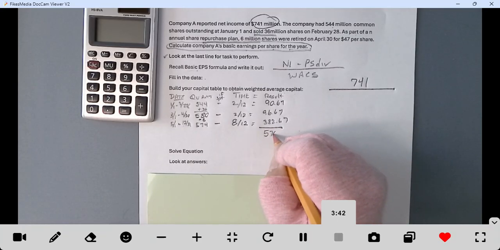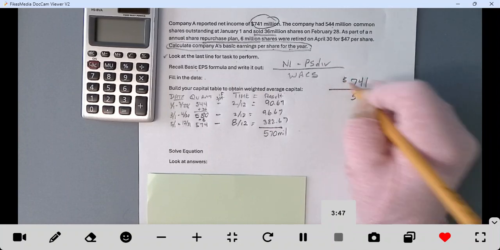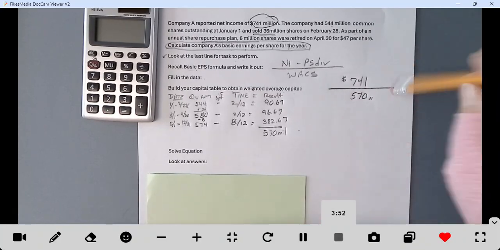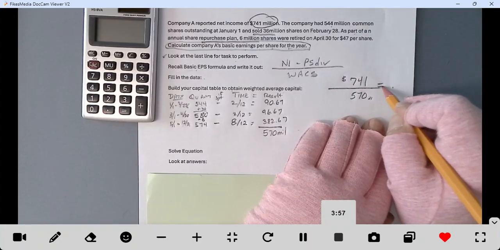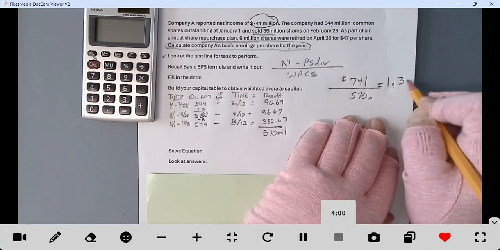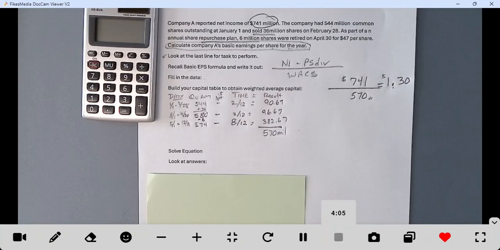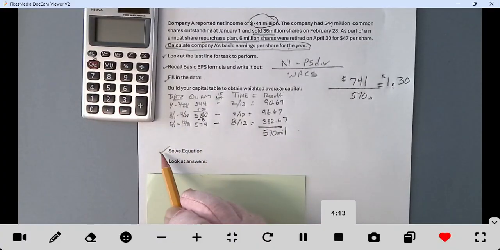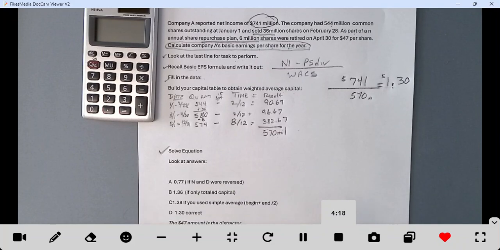When we added that up, it's 570 million. We put 570 million. It's dollars over millions of quantities. And that is going to equal $1.30. $1.30 is your basic earnings per share. Now you've solved the equation. You recalled your basic formula, you filled in the data, you solved the equation, you're sure about that. Now you look at the answers.